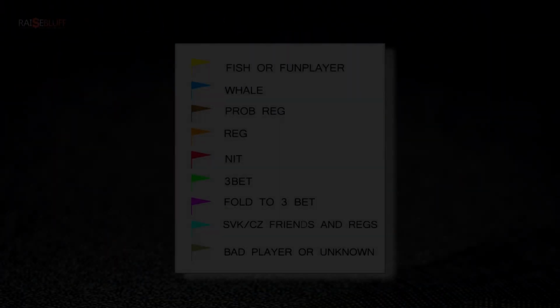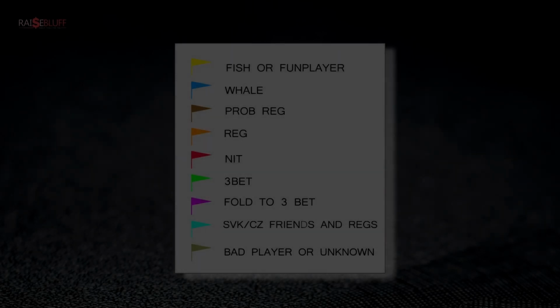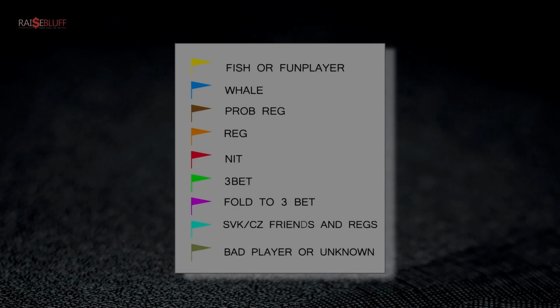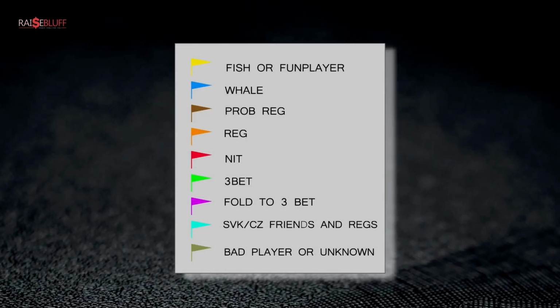Okay, I show you now the color scheme I'm using for marking opponents. It is everyone's personal preference which color for which type of player you want to use, so make it the way you like it, so you will be comfortable with recognizing different player types. This is just a little hint or tip on how I do it.